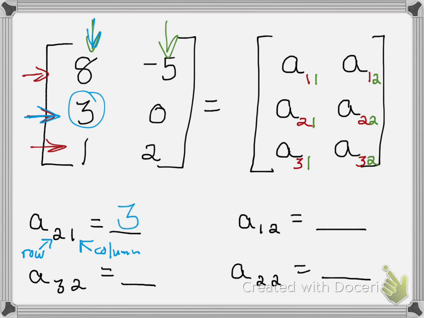All right, let's look at the one below it. It's saying A sub 3,2. I'm going to go to the third row, column 2. That will be the number 2. All right, this next one is saying A sub 1,2. That means I'm going to go to the first row, column 2, which will be negative 5. And the last one is saying A sub 2,2, which will be 0. And that's it.